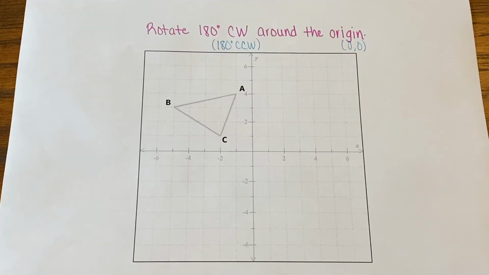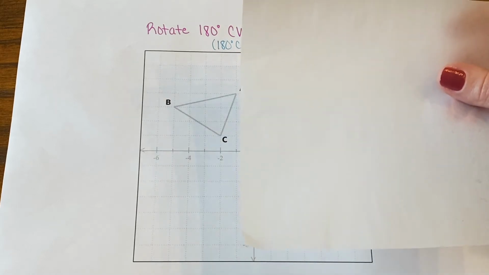In this example, we want to rotate triangle ABC 180 degrees clockwise around the origin. Now keep in mind 180 degrees clockwise would be the same as 180 degrees counterclockwise. So to do this, I'm going to use a little trick and use something called tracing paper.